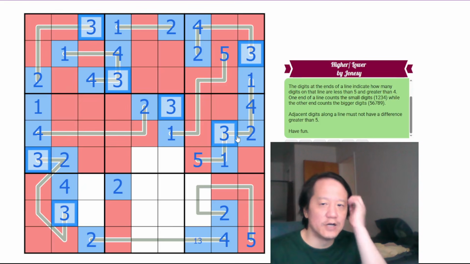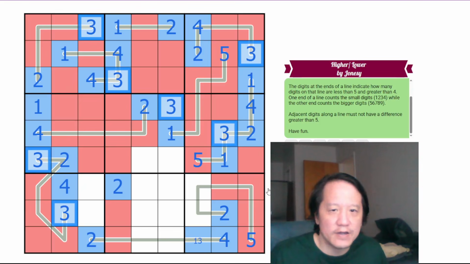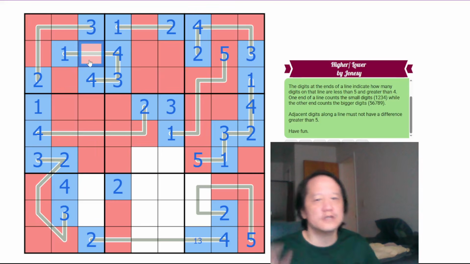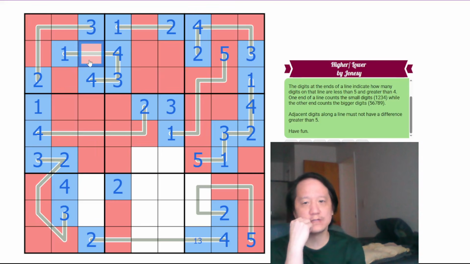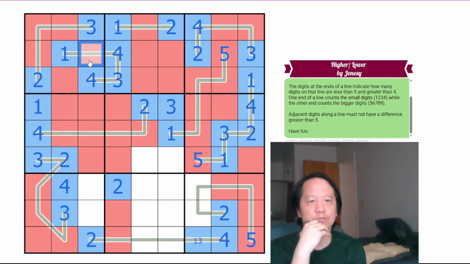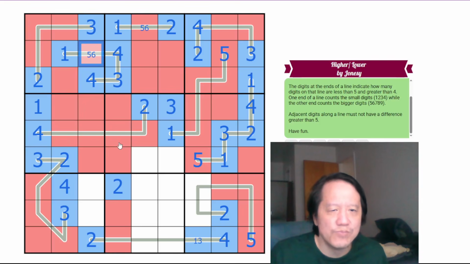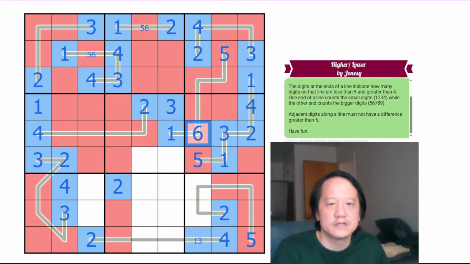Oh yeah, adjacent digits along a line must not have a difference greater than 5. So there's that. So then this digit, right. So high digits here. This digit is not 5 or more. Cannot have a difference greater than 5 with 1. Same with this. So that's 5 or 6 here. 5 or 6 there. That's 5 or 6 there. This cannot be 5 because of 5 in the box, so that leaves that as 6.